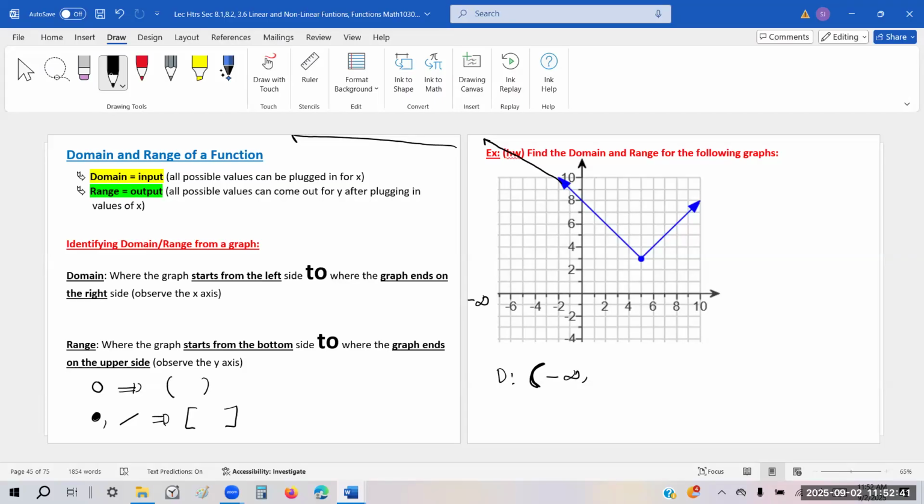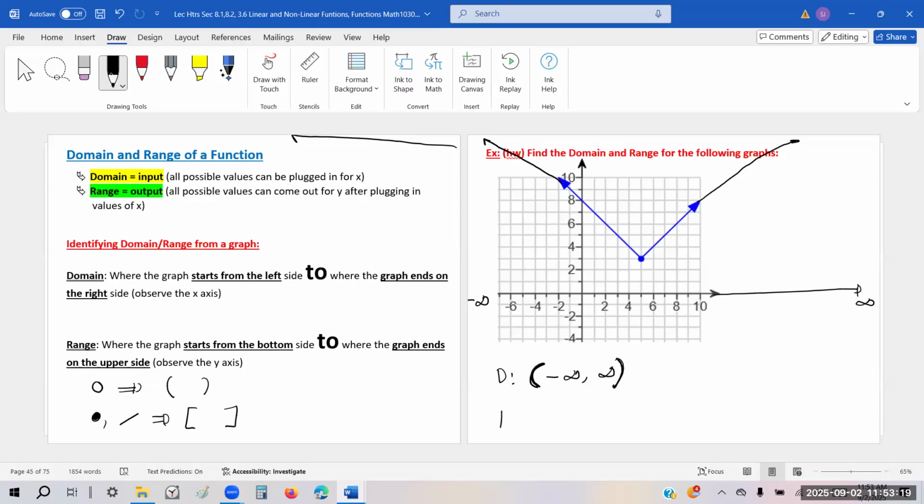The line is going on forever and ever. So the largest number on the x-axis is positive infinity. So it gets a parenthesis. The domain is the smallest x value to the largest x value. We don't see the smallest x value, just negative infinity. We don't see the largest x, just positive infinity.